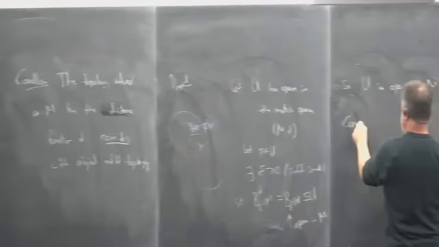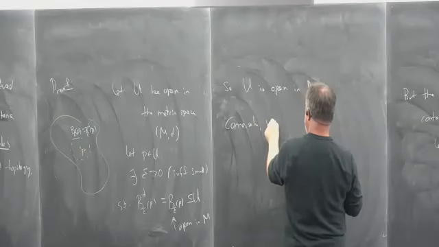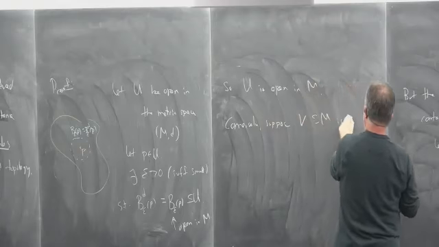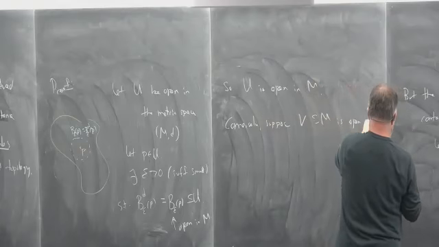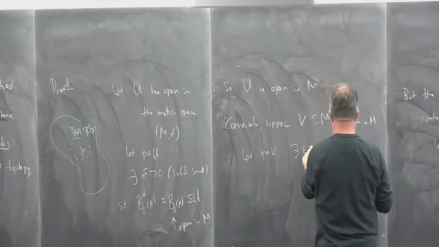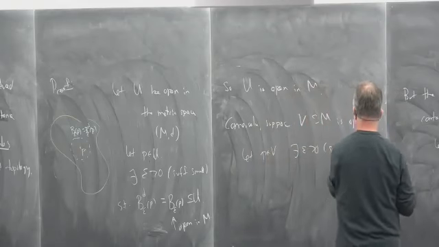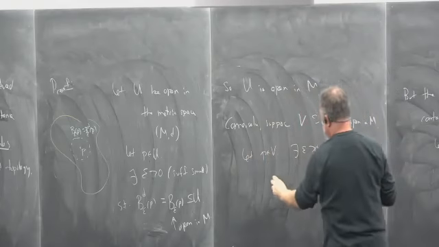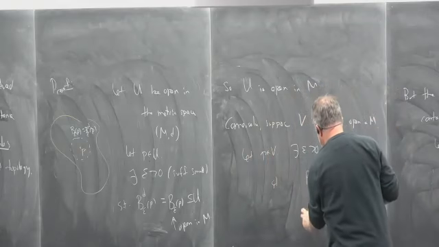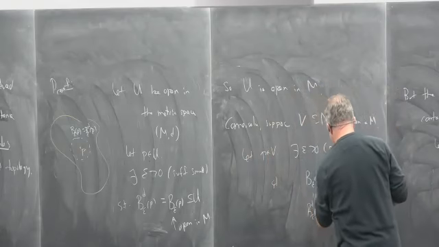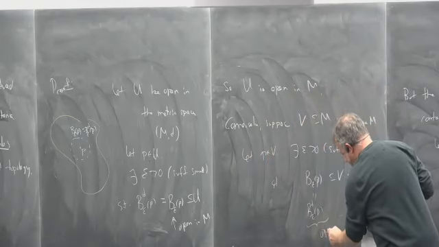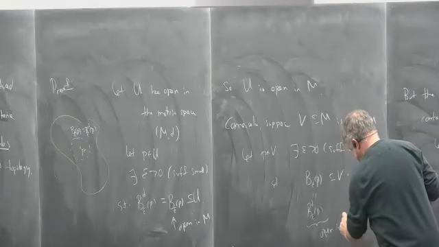And conversely, suppose V is open in M, and let P be in V. There exists some epsilon positive, again sufficiently small, such that B epsilon P, which is the same as B epsilon D P, is contained in V. And this one is open in the metric space.